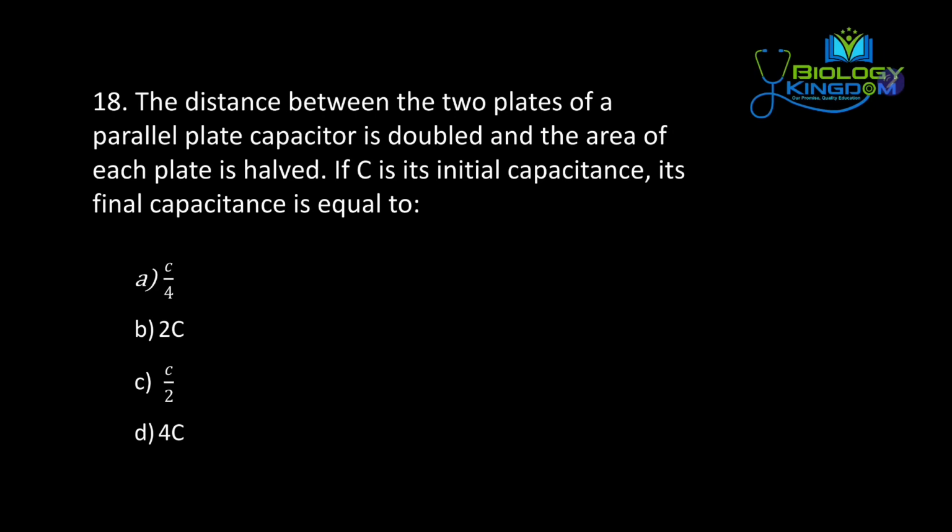Now if we move further, the next question says that the distance between two plates of a parallel plate capacitor is doubled and area of each plate is halved. So the final capacitance of the capacitor will be equal to what? The formula of capacitance is epsilon naught A upon D. The distance is doubled and area is halved. So if we halve the area and double the distance, this will be our new capacitance.